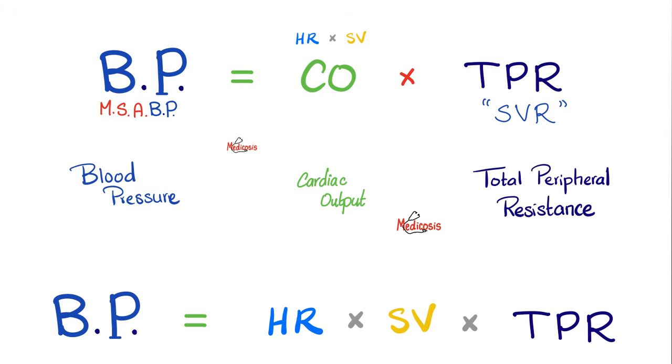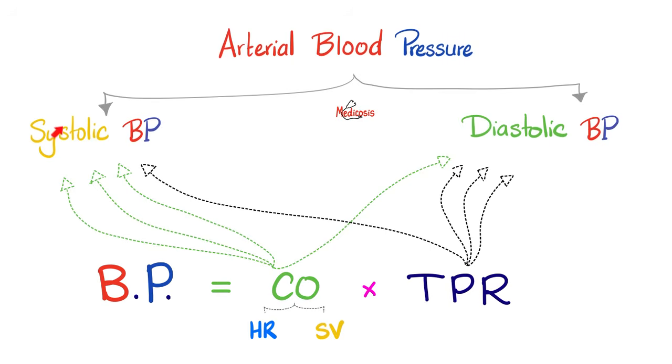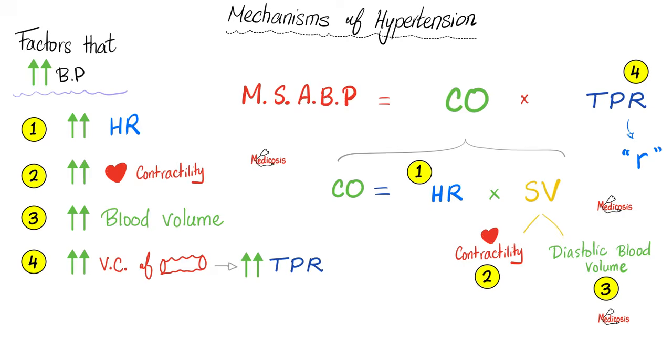And what is cardiac output? Cardiac output is heart rate times stroke volume. How fast times how strong your heart is beating. If you want to raise the systolic blood pressure, you can raise the cardiac output. And if you want to raise the diastolic blood pressure, you can raise the total peripheral resistance. While it's true that cardiac output can affect the systolic and the diastolic, it usually affects the systolic more. And while it's true that the total peripheral resistance can influence the systolic and the diastolic blood pressure, it usually influences the diastolic more.